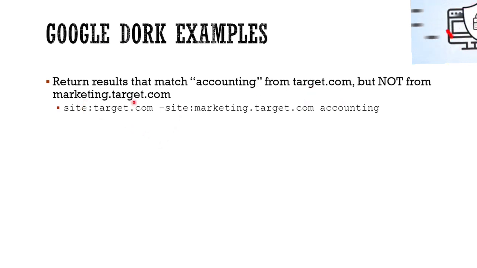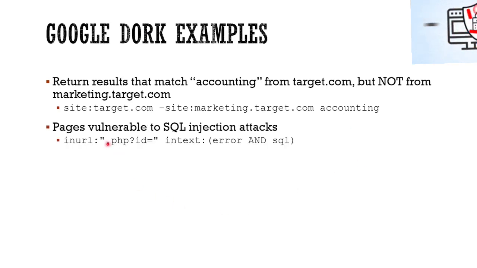Or how about pages that might be vulnerable to SQL injection attacks? In the URL, we want to see PHP question ID. And in the text, we want to see error and SQL. We want to have reports about vulnerabilities from systems that have been scanned. So the title has to say report, and it can be Nessus or Qualys, and the file type has to be a PDF.